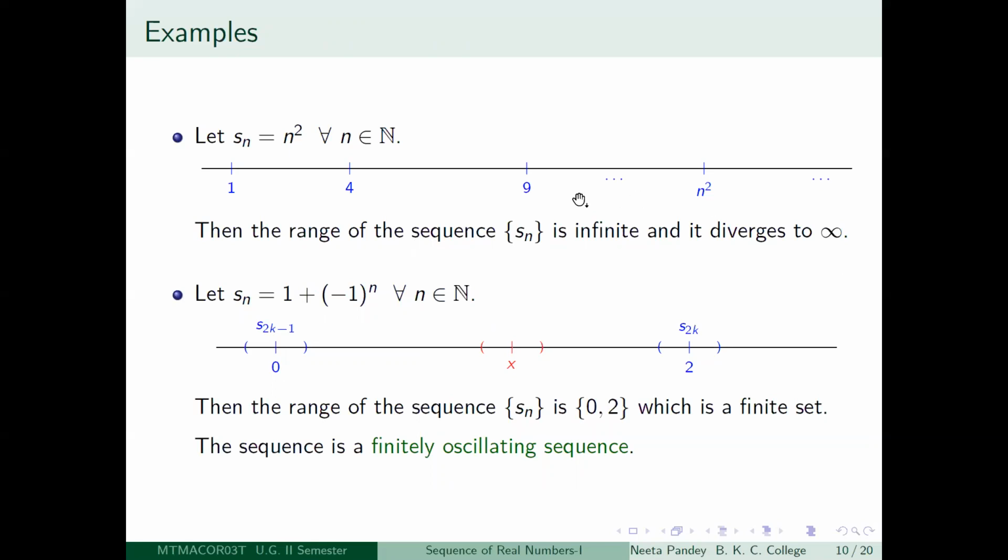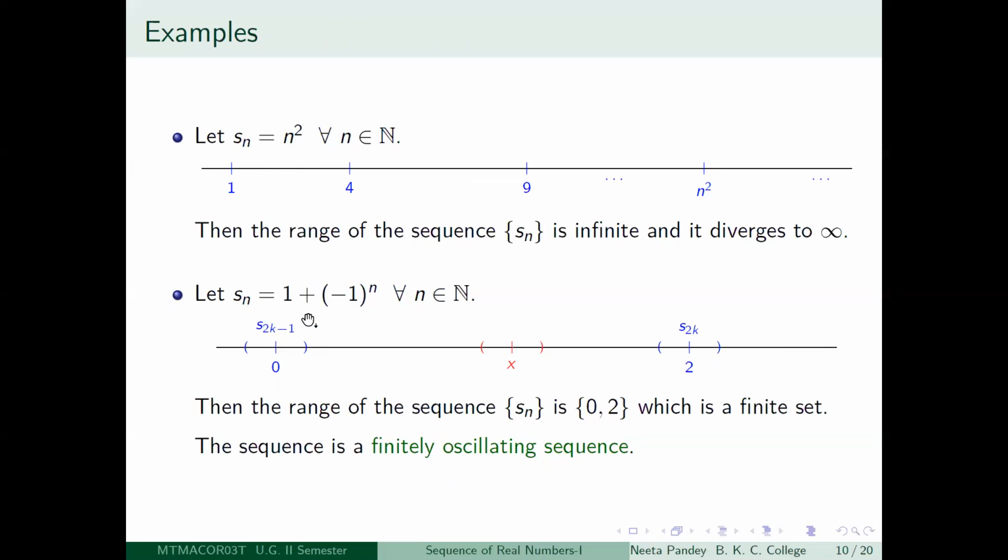And as I said, you can use this example to get a sequence which is diverging to minus infinity. Just look at the sequence Sn equal to minus n square. So that will become what? That will become minus 1, minus 4, minus 9, etc., minus n squared. So that is a sequence which is going to diverge to minus infinity. Okay. Next, let us look at another example.